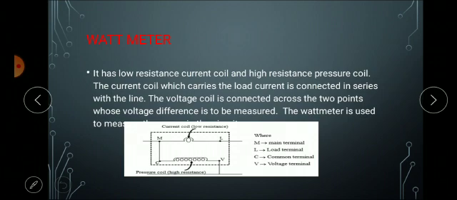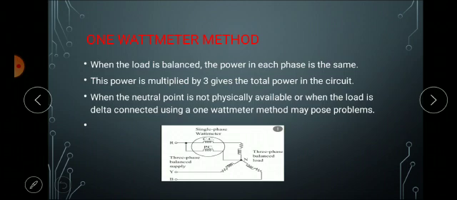It consists of two coils, the current coil and the pressure coil. M is the main terminal, L is the load terminal, C is the common point, V is the voltage terminal. The current coil is connected in series with the line because it carries the load current. The pressure coil is connected across the 2 points whose voltage difference is to be measured. In the 1 wattmeter method, only 1 wattmeter is used. This power multiplied by 3 gives the total power in the circuit.